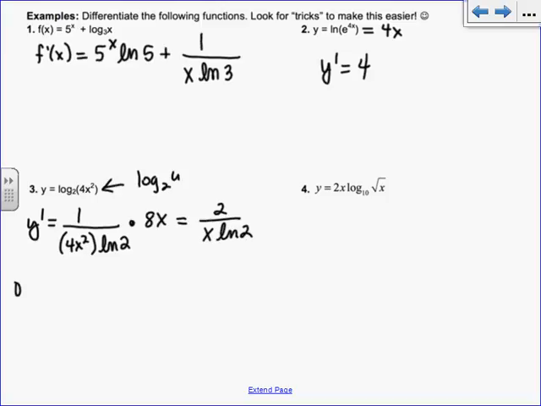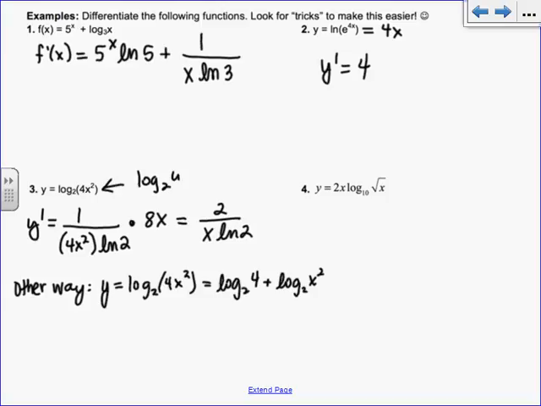Okay, here's the other way. And it's not necessarily a lot easier. I mean, it involves a lot of work before you take the derivative. So if I have log base 2 of 4x squared, I'm going to rewrite it as log base 2 of 4 plus log base 2 of x squared. Log base 2 of 4, you probably know what that number is. What is that number? 2.